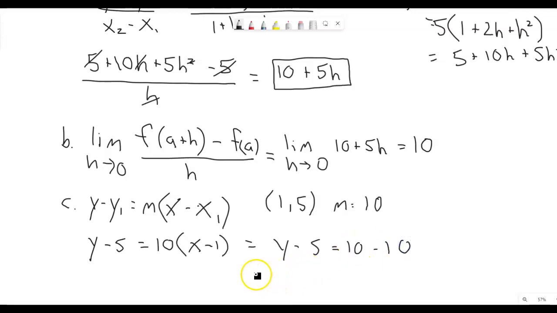Then you add 5 to both sides, and we get y is equal to 10x, and then negative 10 plus 5 is minus 5. And that's it. That will be the equation for the tangent line at the point (1, 5), or at the x value of 1.